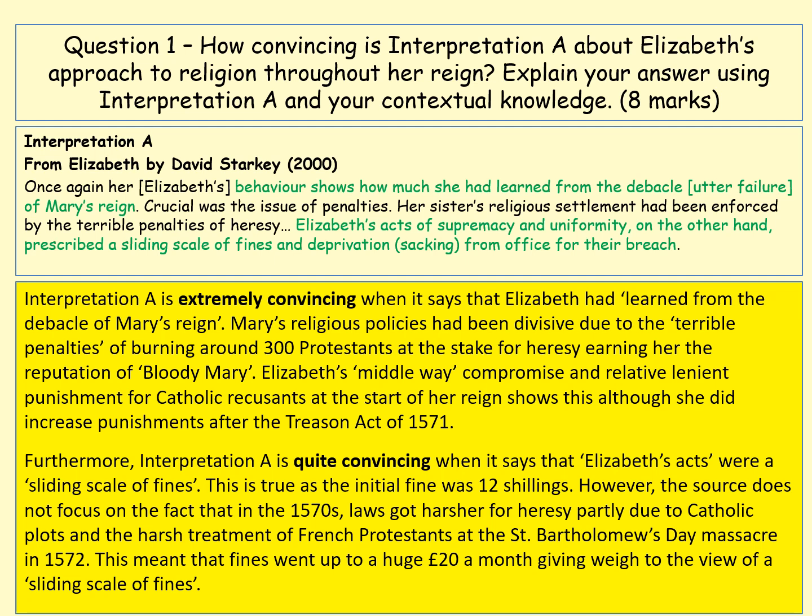of 1571. So that gives you that good and specific own knowledge. You've got some very specific own knowledge there around how many Protestants were killed, the fact that we've got the Treason Act of 1571, and that is the kind of answer that you need for this question.